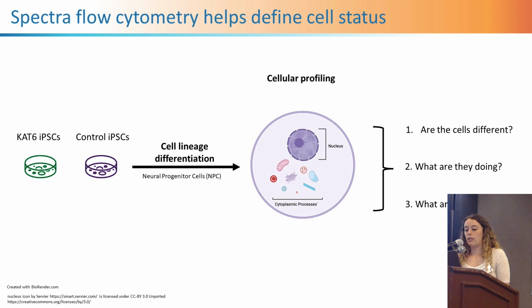We want to know if the cells are different. We know we have the KAT6 iPSC lines and the control iPSC lines, and we want to make sure we can distinguish those. Next, we want to know what they are doing. As I mentioned, we want to know if they're dividing, if they just divided, if they're migrating, what are the cells doing in that moment? And lastly, we want to know, what are they? Even though we put them through the NPC differentiation, the differentiations aren't always going to be 100%. So we just want to make sure we're looking at the cell type that we think we are.